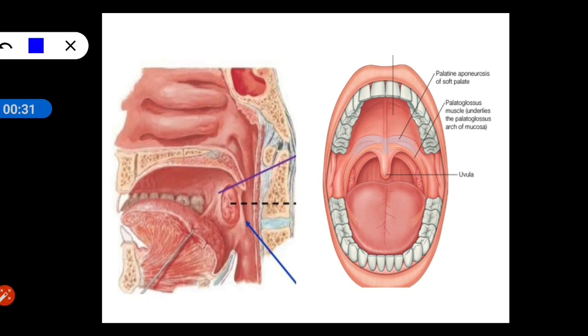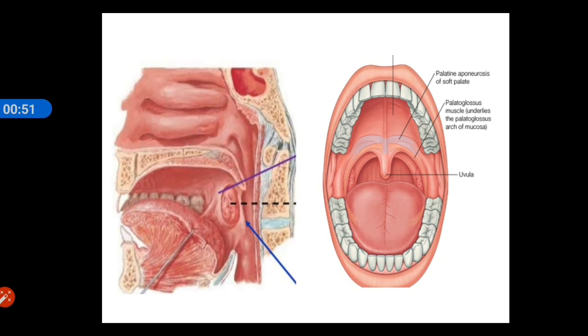The presenting features of the soft palate are: it has an anterior surface which is concave, a posterior surface which is convex, an upper border which is attached to the posterior margin of the hard palate, and we have the free margin which hangs freely.